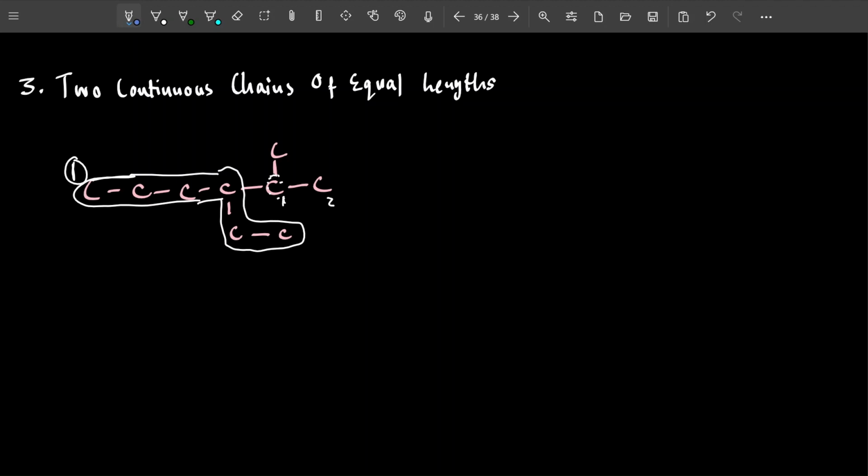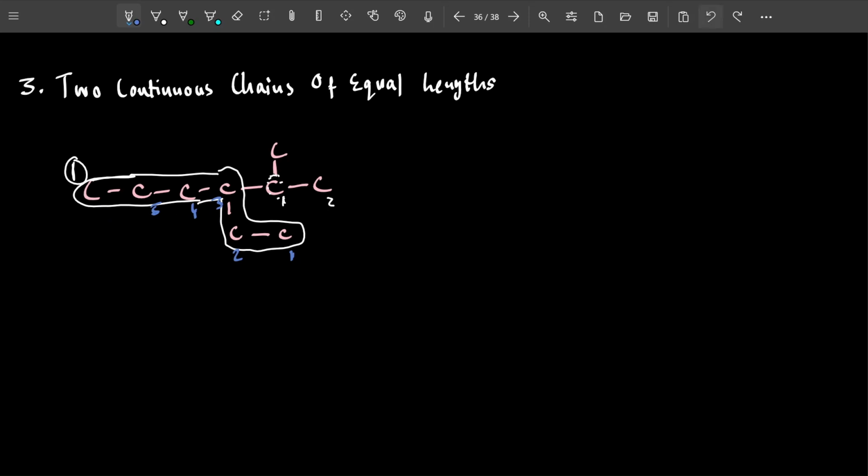Okay, I choose this chain. I'm going to number my carbons from the end that is closest to my first branch. So it's going to be 1, 2, 3, 4, 5, 6. Where is my first branch? It's on carbon number 3. So already I see that in the other way of naming, the first branch was on carbon number 2. In this way of naming, my first branch is on carbon number 3.